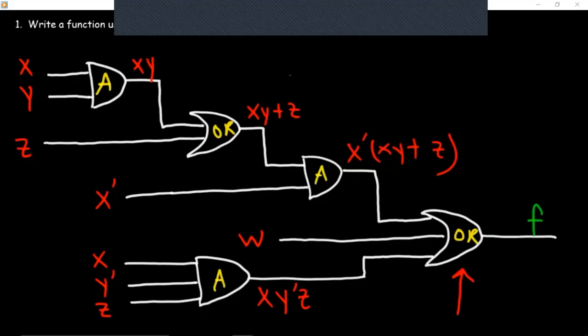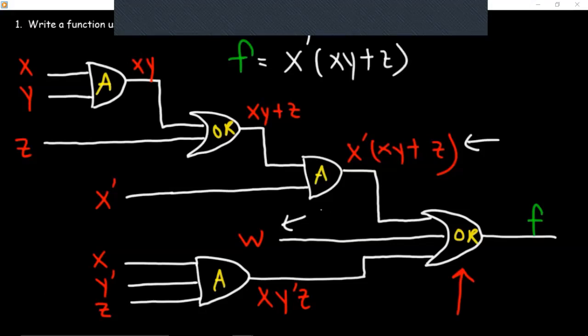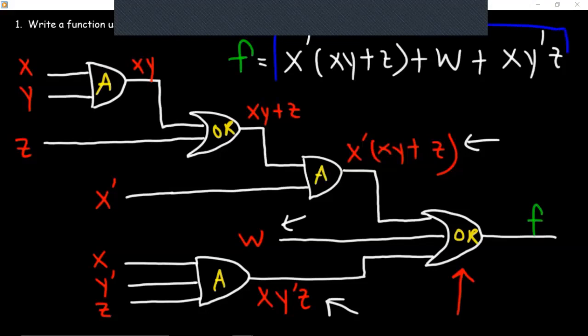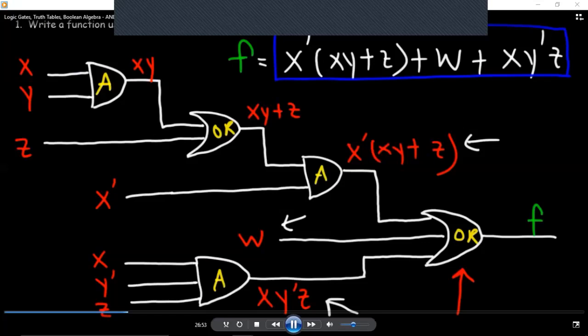So we could say the function f, the output of it, is going to be the first input, which is x prime times xy plus z, plus the second input, which is w, plus the last input, which is x, y prime, z. So this will give us the output of this circuit diagram using the inputs that we have here. So that's how you can write a function given a block diagram.